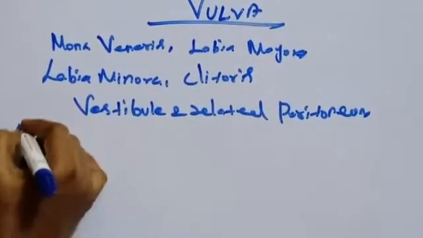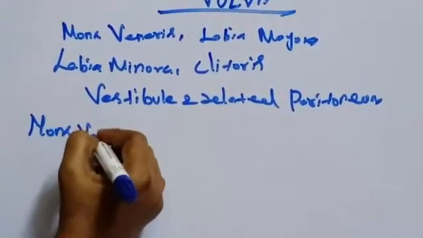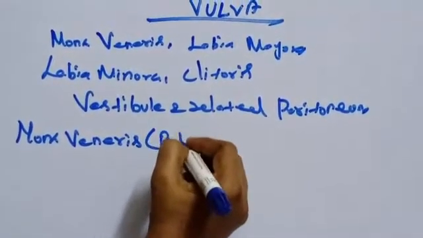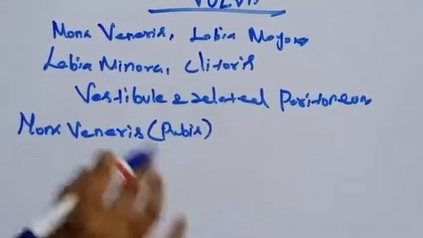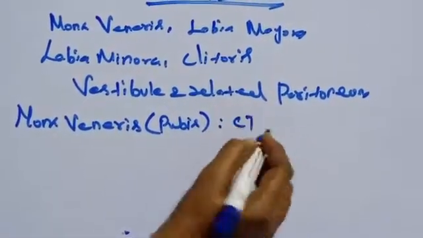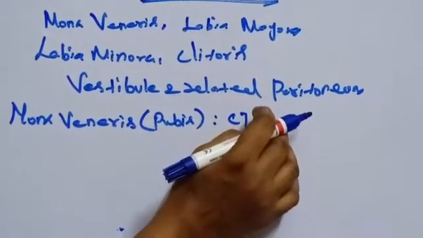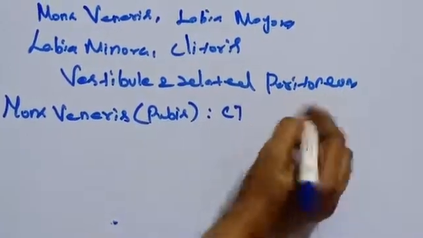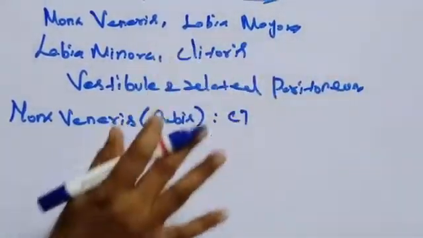First we will see mons veneris. Mons veneris is otherwise called mons pubis also. It's made up of subcutaneous connective tissue. It lies in front of the pubis and is covered by pubic hair in the adult female.